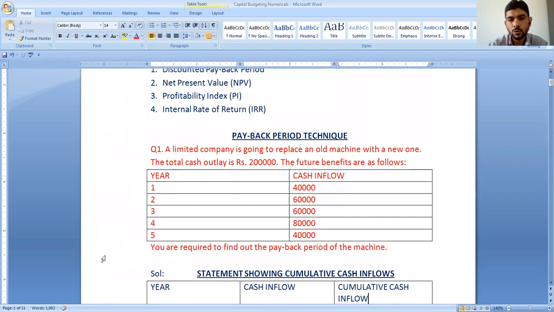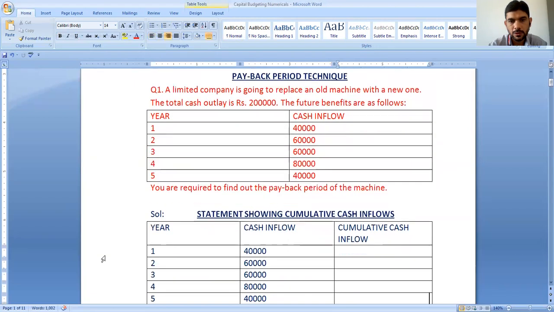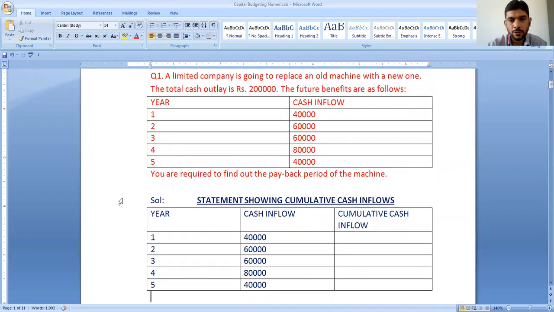Now, what we will do, we have to draw a statement which comprises cumulative cash inflows. Here it is. We have taken the year as it is, whatever number of years we are having, whatever the cash inflows we are having, we are just writing down over in this column. Now we have to find out the cumulative cash inflows values. Cumulative cash inflows values means we have to add up from the very first to the next one.